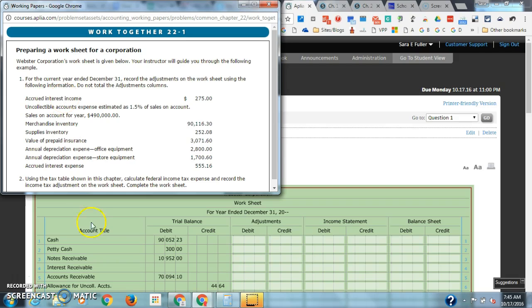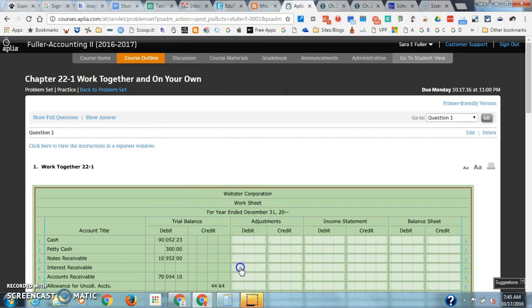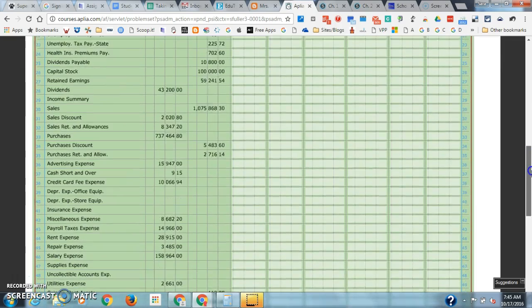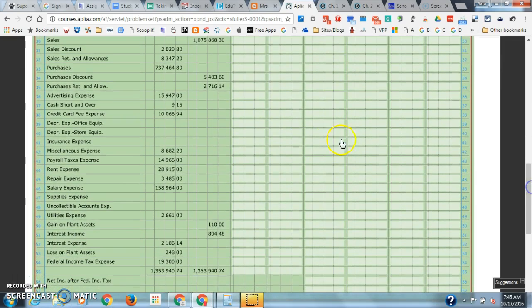So that's going to be on line 4, interest receivable, and it will be a debit of that amount they gave us, so $275. And then its matching one will be down on, let's see, interest income, so put it down here towards the bottom. And it will be a credit of the same amount, $275.